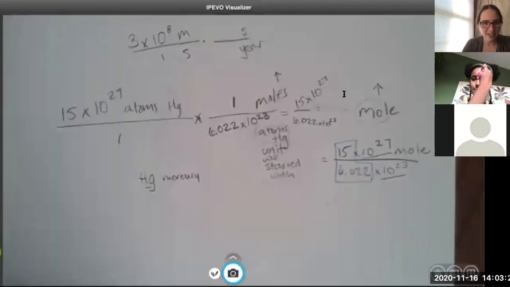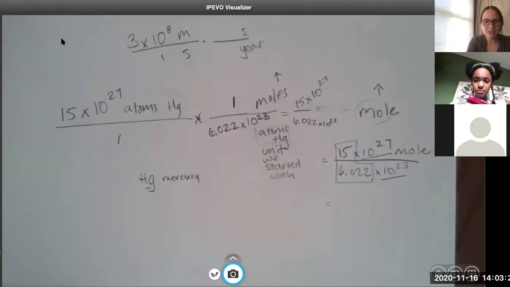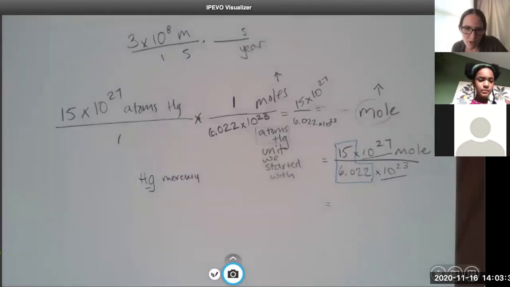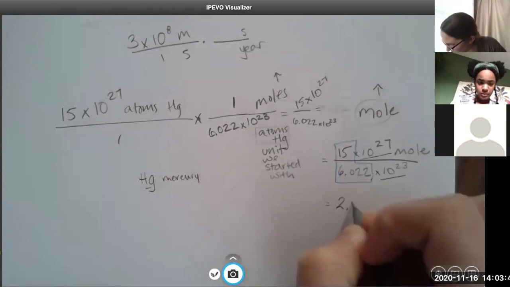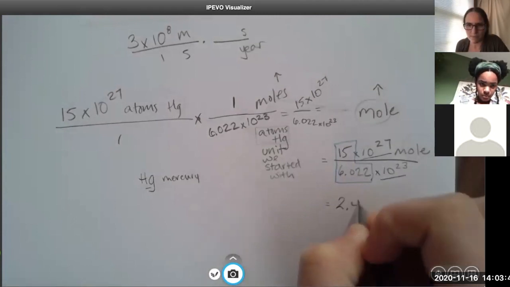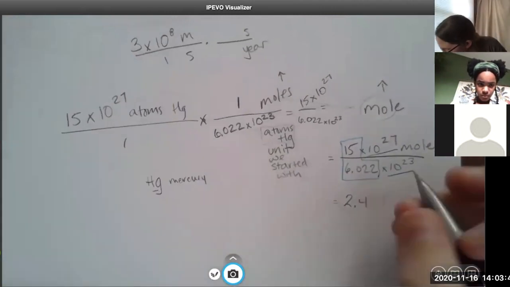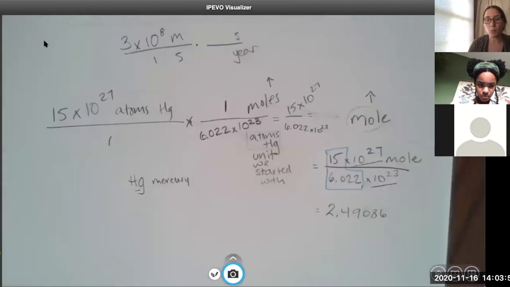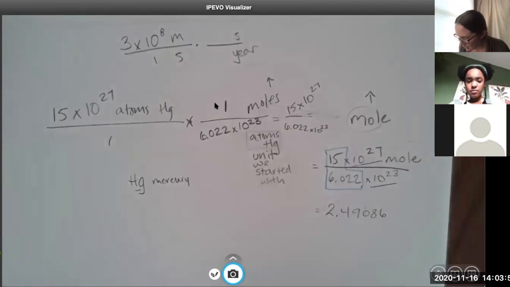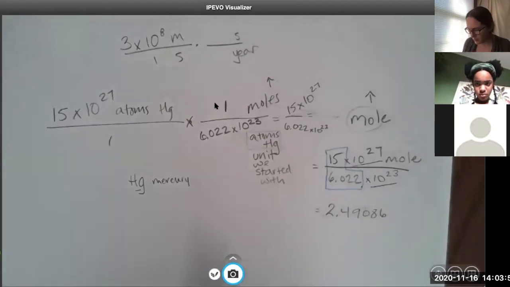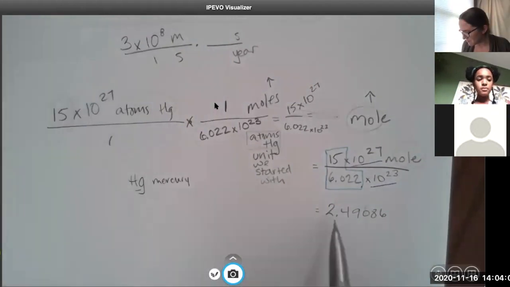So your calculator says, we've got 15 divided by 6.022, and that is 2.49, okay, and then it keeps going. There are more numbers even after that. But we started with 2 sig figs, so let's just keep 2 sig figs.